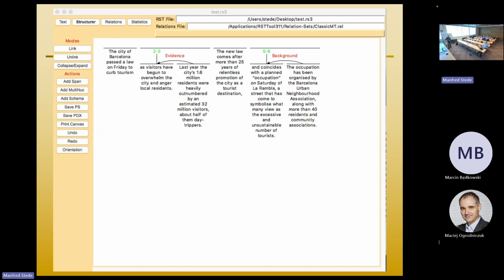Visitors have begun to overwhelm the city of Barcelona and residents are getting really angry. That sounds like a subjective observation, right? People are getting angry, visitors are swamping the city.